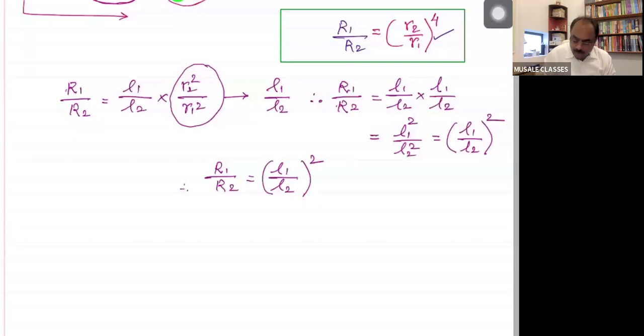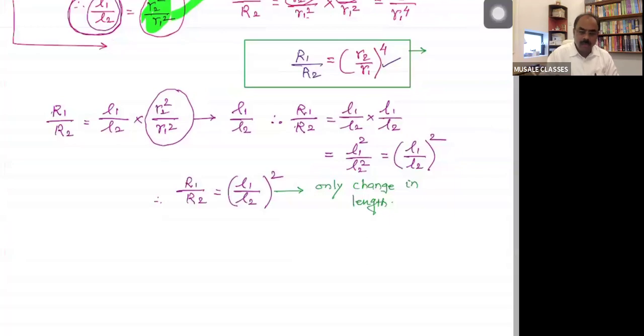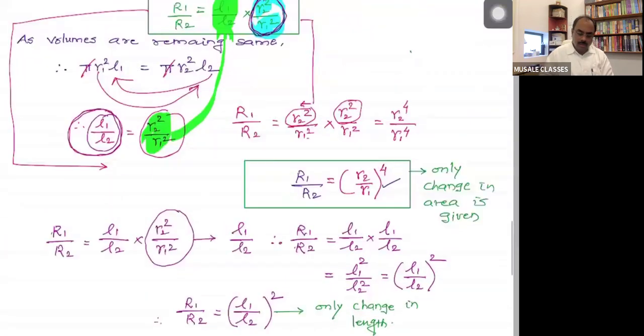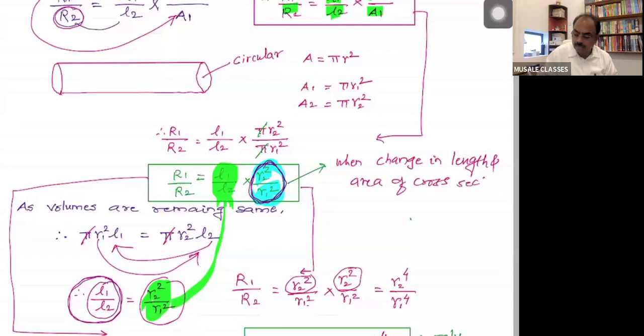This is the formula when only length is given, when only change in length is given. This is the formula when only change in area is given. And the above formulae, above this formula is when change in length and area of cross section is given.